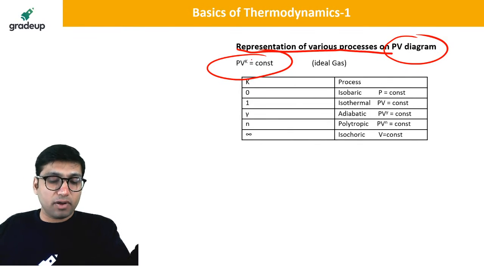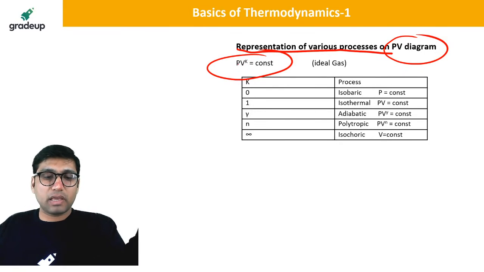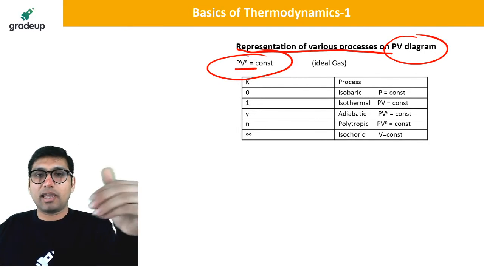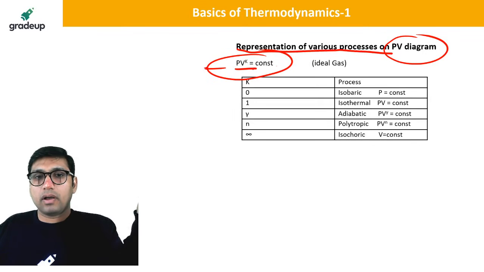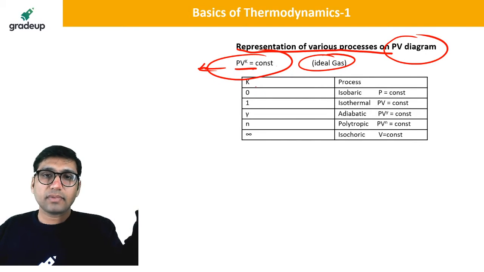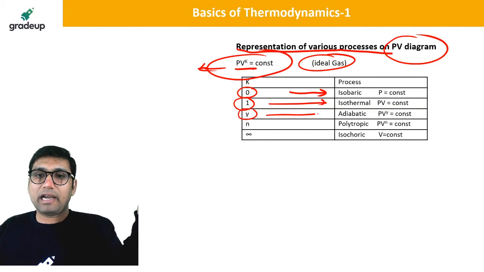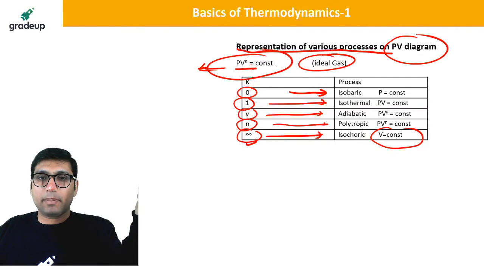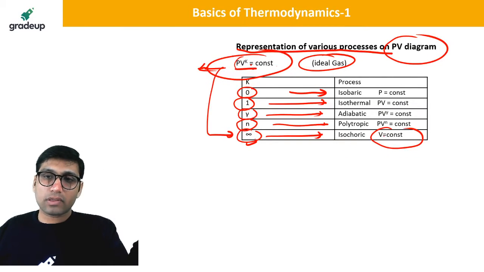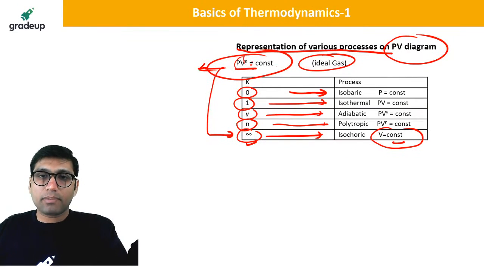Next is the representation of various processes on the pressure volume diagram. Generally, for this representation, we can assume that the process is a very simple process given by the equation PV^k = constant, which is a general equation of an ideal gas. If the value of k becomes 0, it will be an isobaric process. If k is equal to 1, it will be isothermal. If k is gamma, it will be adiabatic, in between it is polytropic, and at infinity it will be an isochoric process. So volume will become constant if the value of k becomes infinity. This question can come in an exam.